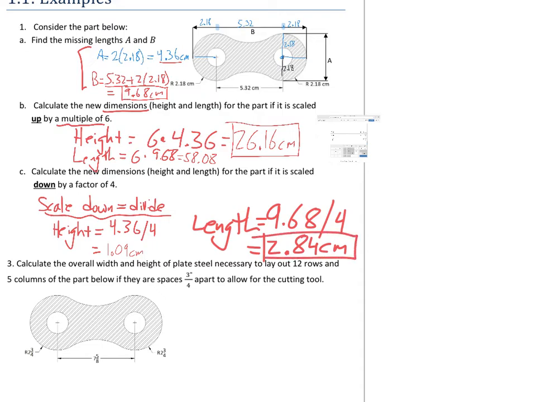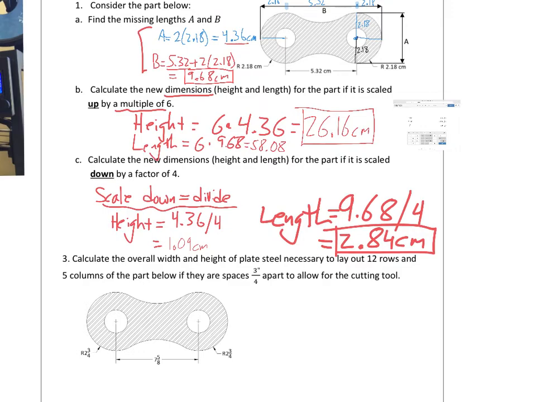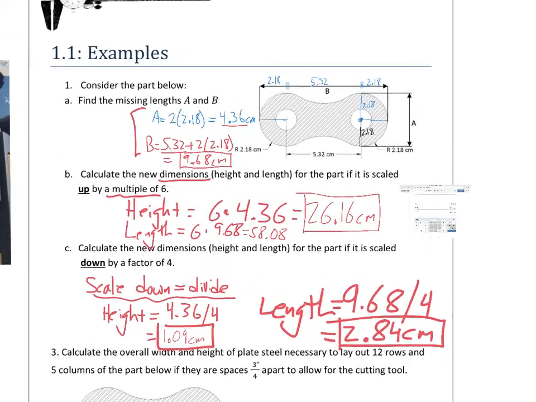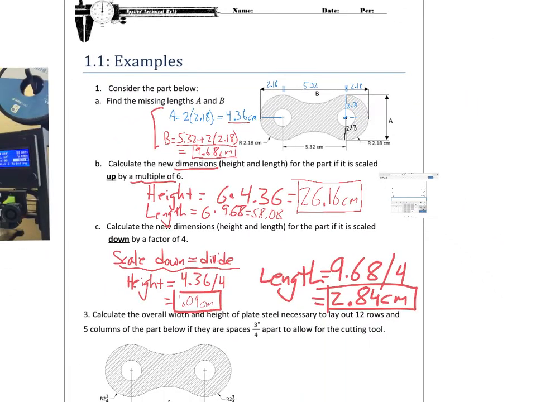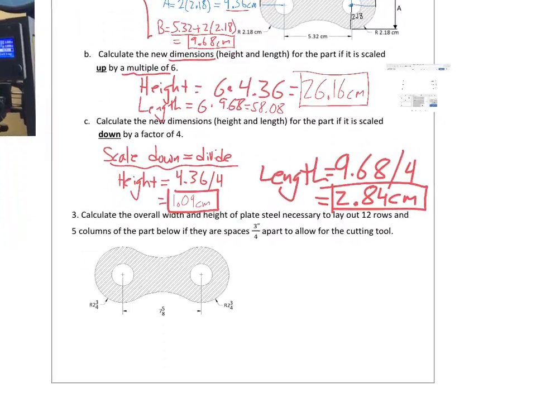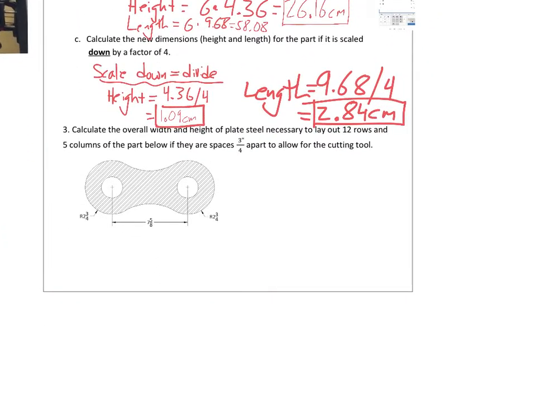All right. So scaling up, we multiply. Scaling down, we divide. All right. And when we're finding those missing measurements, we're just going to add and subtract in most cases, or double. You know, we could have added 2 of these, but doubling is easier. All right. One more here.